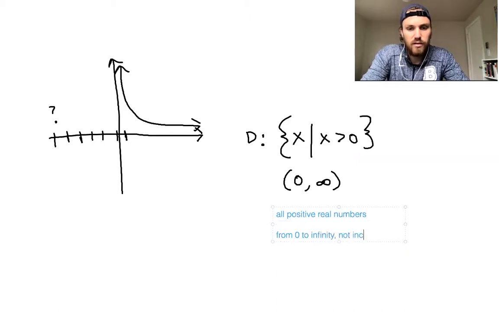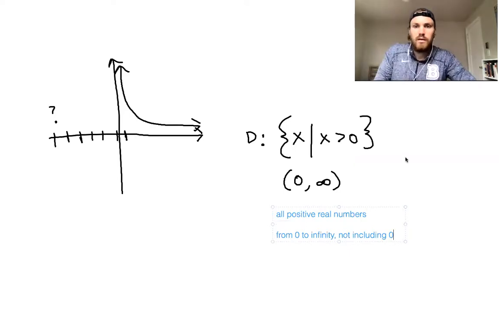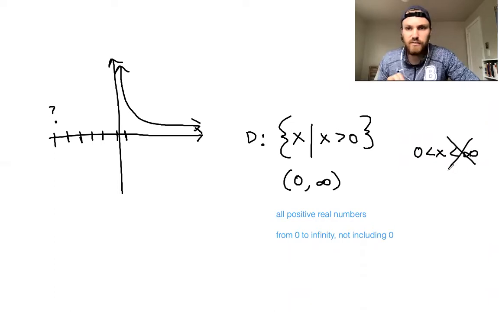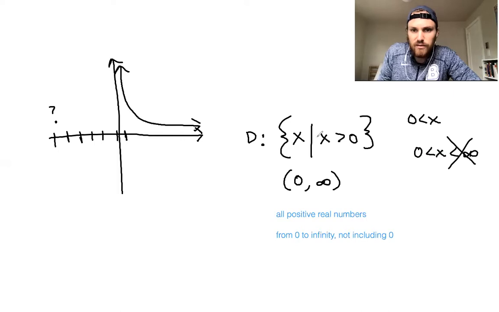There's a few ways that I could describe this in words. One would be all positive numbers, or all positive real numbers, because from 0 to infinity is just positive numbers. I could also say from 0 to infinity, not including 0. Now, one thing I can't write, again, would be this. I cannot write 0 is less than x is less than infinity. We do not write less than infinity because it's redundant. Everything is less than infinity. I could write just simply 0 is less than x, but again, it is preferable to put the variable first and write x is greater than 0.